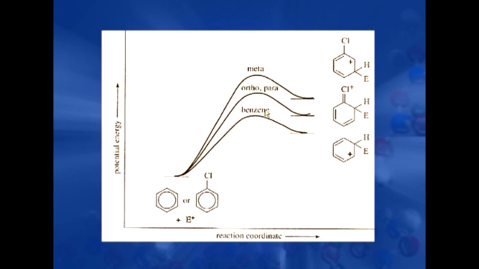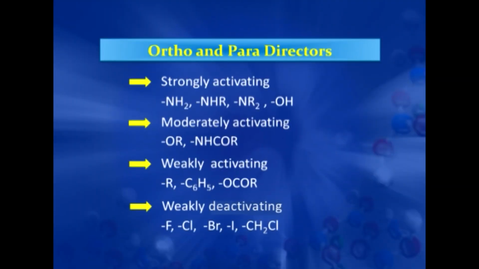So, this is benzene, which has a low activation energy as compared to chlorobenzene, because chlorine has an electron withdrawing inductive effect, but due to its electron donating mesomeric effect, it stabilizes the ortho and para intermediate arenium ion more as compared to attack on the meta position. So, we can say chlorine is a deactivating group, but it is an ortho and para director.